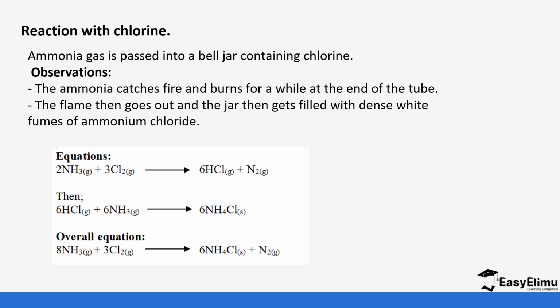So ammonia plus chlorine will form hydrochloric acid plus nitrogen. Then hydrochloric acid reacts with ammonia to form ammonium chloride. So basically the overall reaction, we are forming ammonium chloride and nitrogen gas, which is totally different from when ammonia reacts with hydrochloric acid or hydrochloric fumes. In that case, it's only one product that was formed, but in this case, you're forming two products, that is ammonium chloride and nitrogen gas.